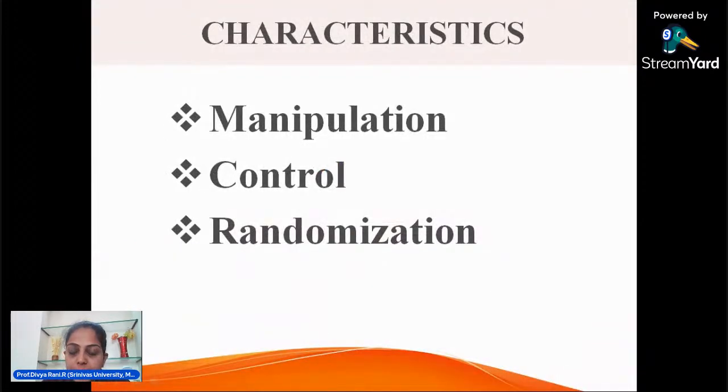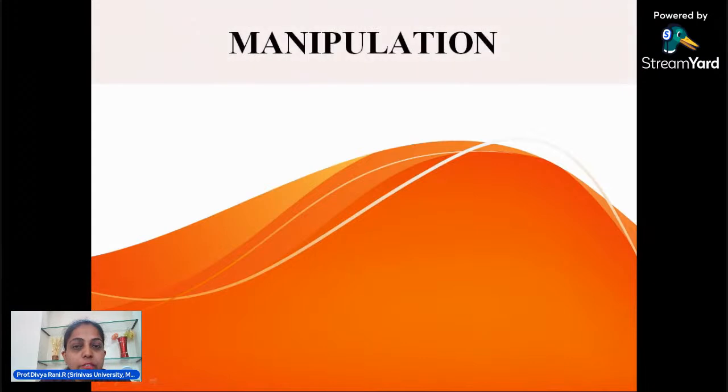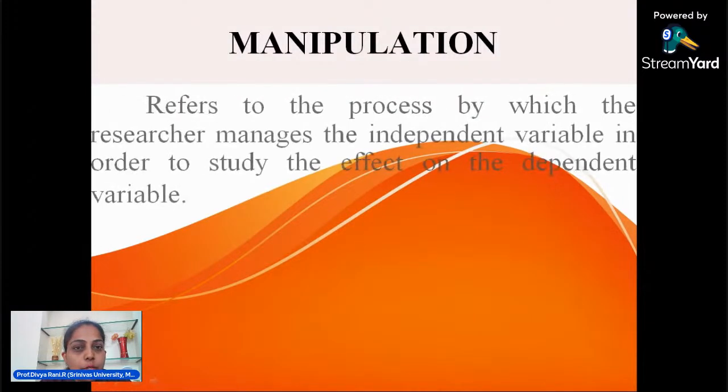The main three characteristics of this kind of research are manipulation, control, and randomization. So what are they? Next slide, please. The first one is manipulation. So what is manipulation? Next slide.